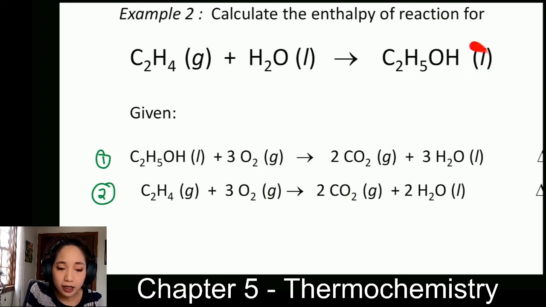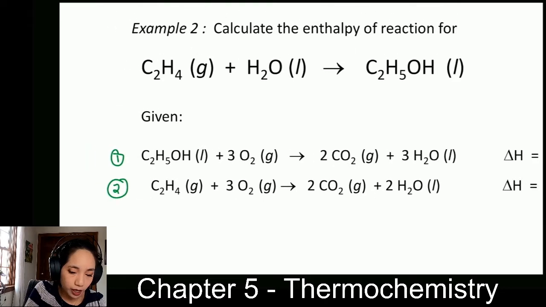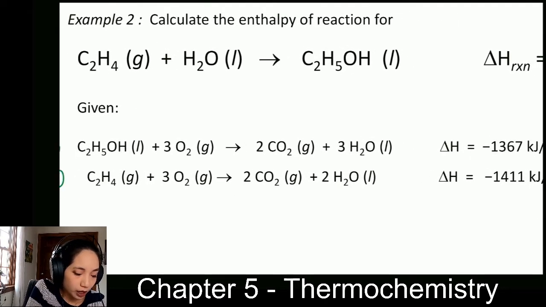Next, the product, ethanol, C2H5OH. Let's see where that shows up in the given steps that we have. I see that ethanol shows up in step 1, but it's on the reactant side, so it's in the wrong place. I want to put C2H5OH on the product side because that's where it is in our target chemical reaction. So now we actually have to do some Hess's law stuff. I want to flip where ethanol is, so I'm going to remind myself I want to flip this reaction.